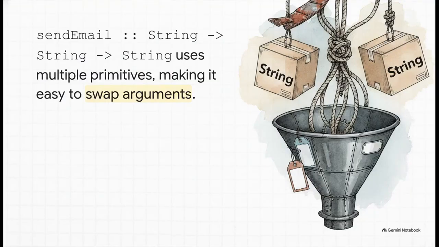Let's look at exactly what this vulnerability looks like in practice. Take a look at this Haskell function signature. We've got a sendEmail function that takes 2 arguments and returns a result. But notice the types here: String -> String -> String. It takes an email as a string, an address as a string, and returns a string. Because this function accepts multiple primitives of the exact same type, it makes it incredibly easy to accidentally pass invalid data, or, even worse, completely swap the argument positions without realizing it.